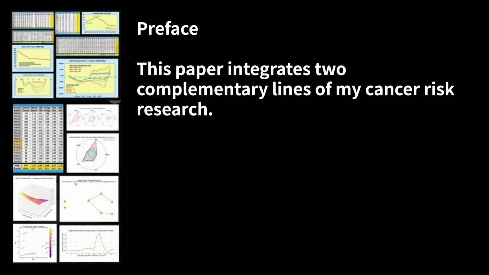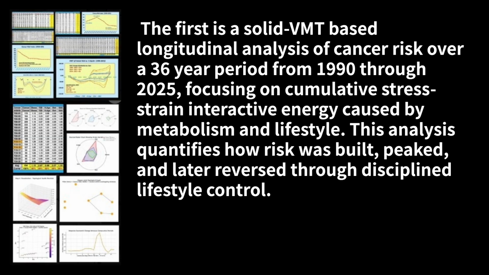Preface: This paper integrates two complementary lines of my cancer risk research. The first is a solid VMT-based longitudinal analysis of cancer risk, over a 36-year period from 1990 through 2025, focusing on cumulative stress-strain interactive energy caused by metabolism and lifestyle. This analysis quantifies how risk was built, peaked, and later reversed through disciplined lifestyle control.